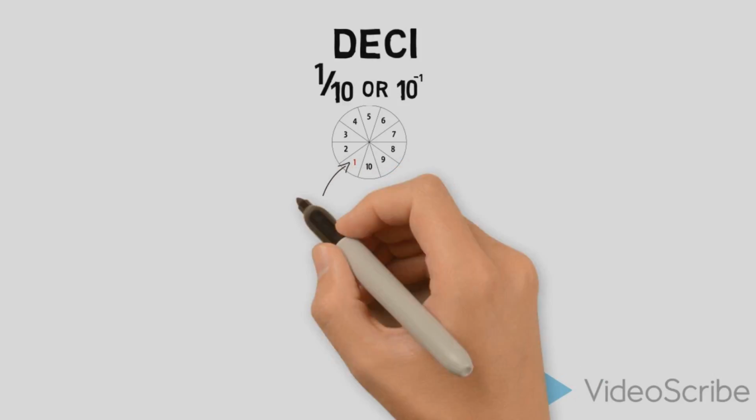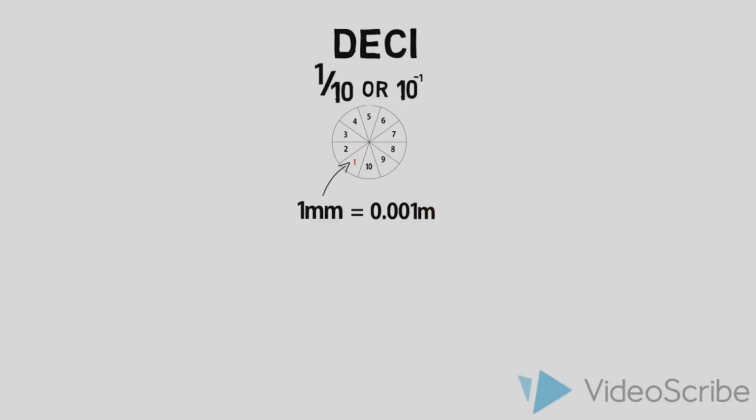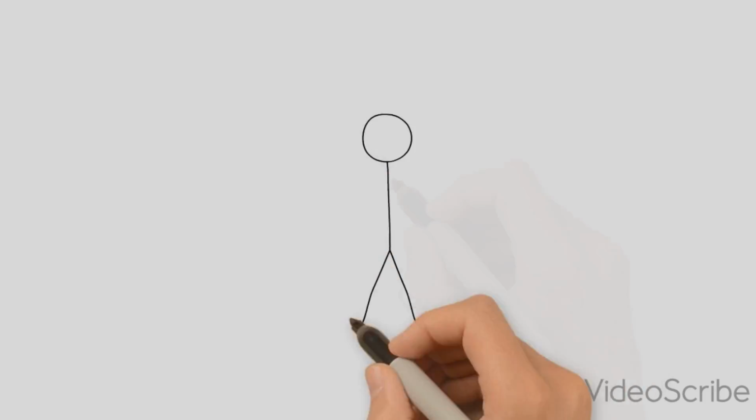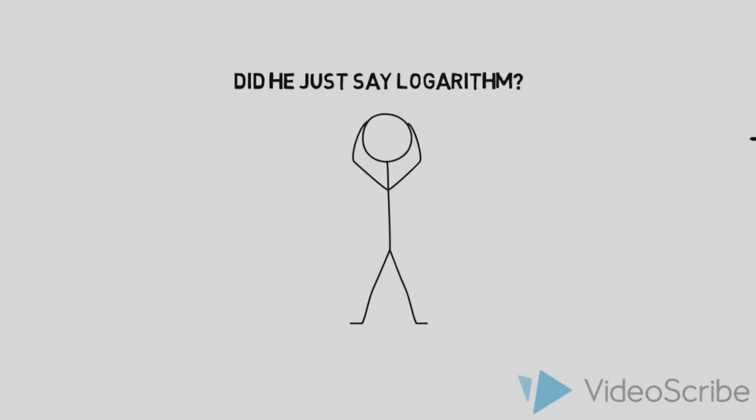For example, if you have a pie chart that's made of 10 bars, the part in red is 1 deci of the whole chart. And just like 1 millimeter is equal 0.001 meter, 1 decimeter is equal to 0.1 meter. So in our case, 1/10 of a bel. So what is bel? Before I start with bel, I have to talk about logarithm.